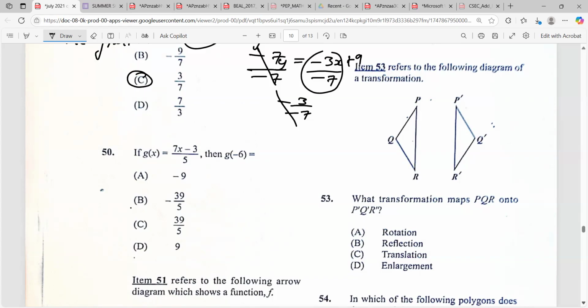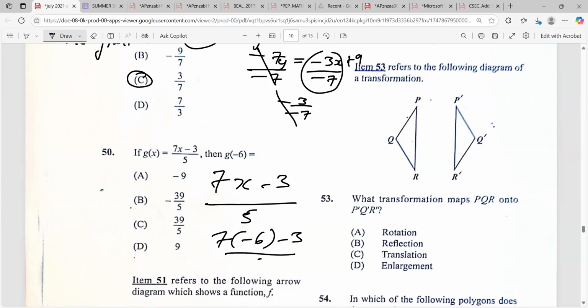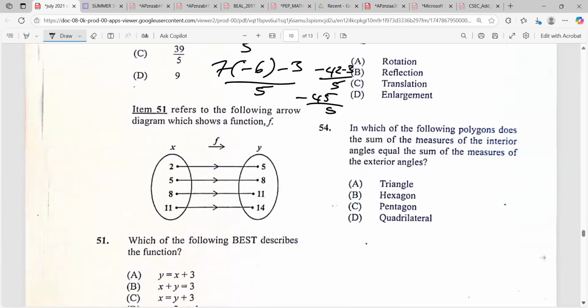For this one now, number 50 says 7x minus 3 over 5, divided by g of negative 6. So anywhere we see x, we're going to replace it with what? Negative 6. And so now this is 7 times negative 6, which is negative 42, minus 3, over 5. So that gives negative 45 over 5, so that's negative 9. Remember, when both of them are negative, we add and keep the negative.